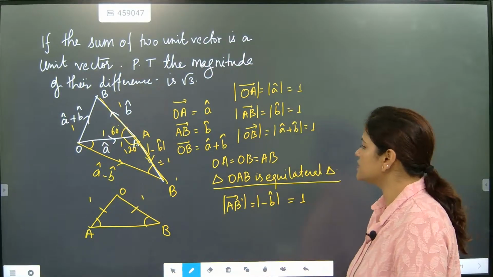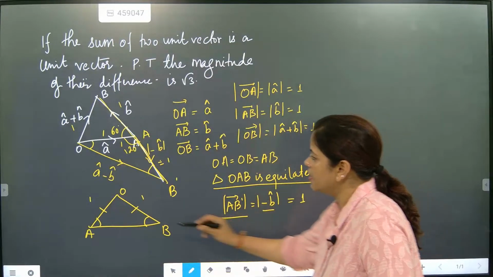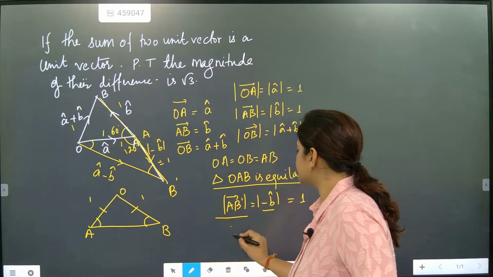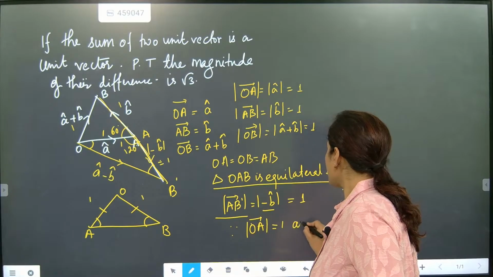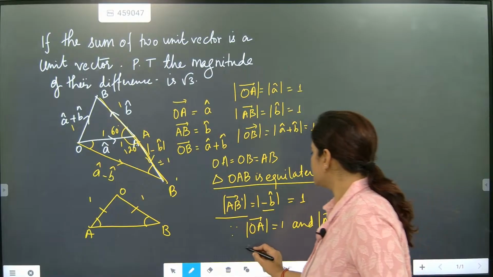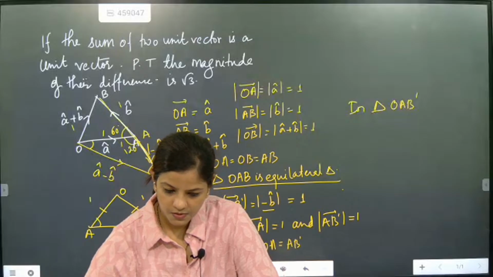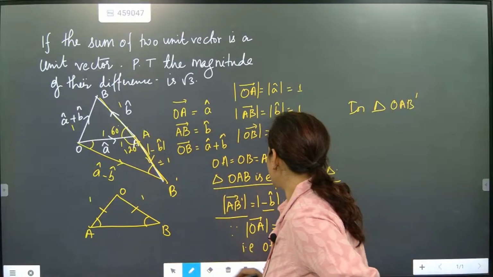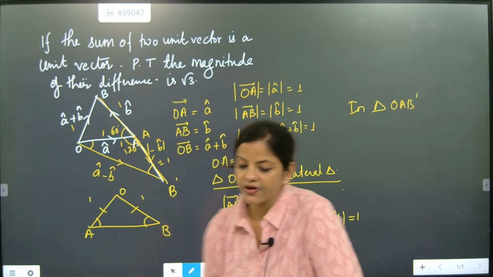So here this section is coming as A. Magnitude wise, this is AB vector and this part is coming as 1. So this angle will be equal to this angle. Now we will write, since OA vector magnitude is 1 and AB vector dash magnitude is coming as 1, please pay attention here. OA is equal to AB vector.